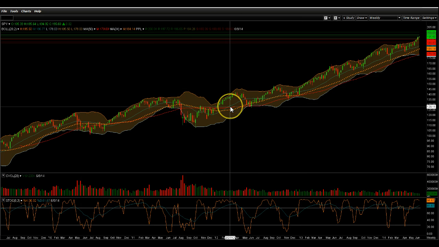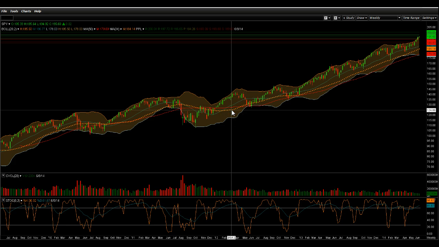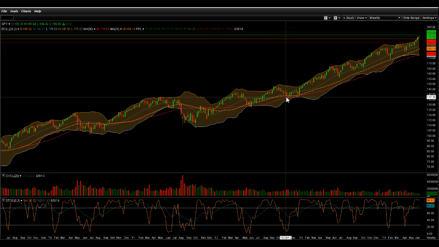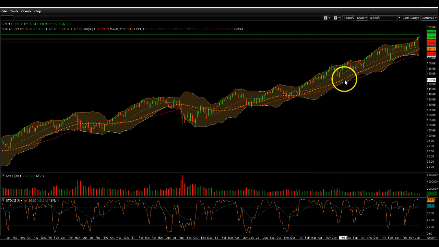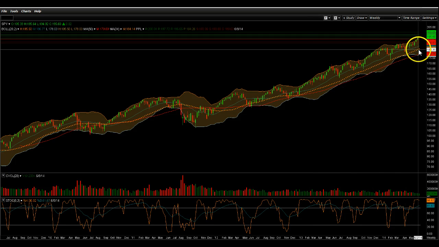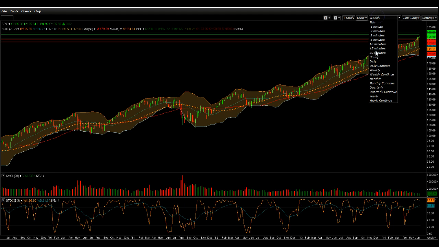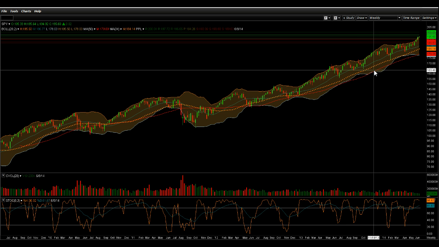So let's take a look at a couple of other things here. This dotted line, very important, is the 34-week moving average. And then this red line, which is very important, is the 50-week moving average. I'm looking at weekly charts here, so basically that's what I'm focusing on right now.